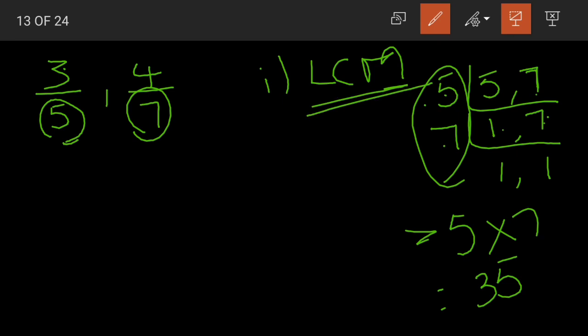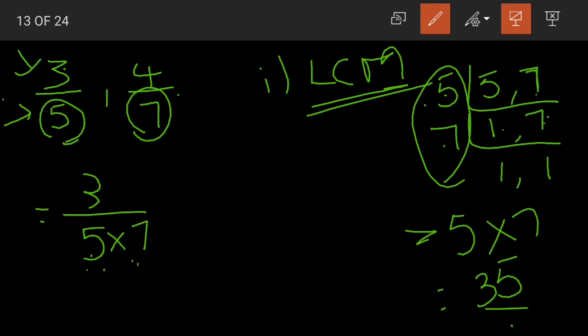Now why is this LCM important here? To convert both the given fractions into like fractions. Now if you look at the first fraction 3 by 5, the denominator is only 5, but the LCM is 35. So for the denominator to become 35, what should we do? We should multiply it with 7. Yes students, we should multiply it with 7. 5 sevens are 35.